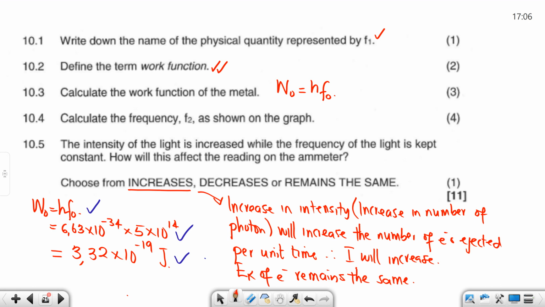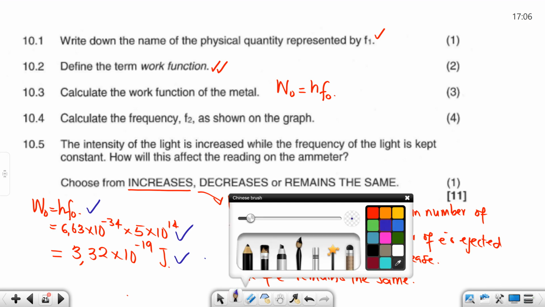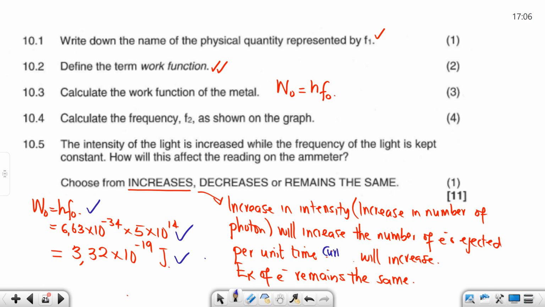Increase in intensity means increase in number of photons, which will increase the number of electrons ejected per unit time. And current will increase. Let me write it in blue. Current will increase. However, the kinetic energy remains what? The same.